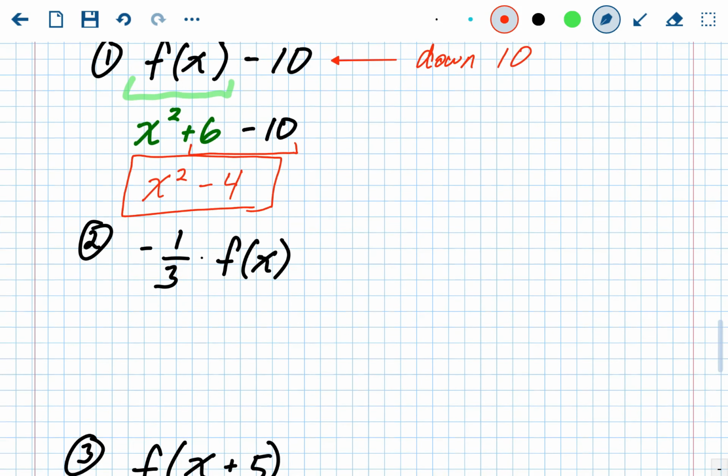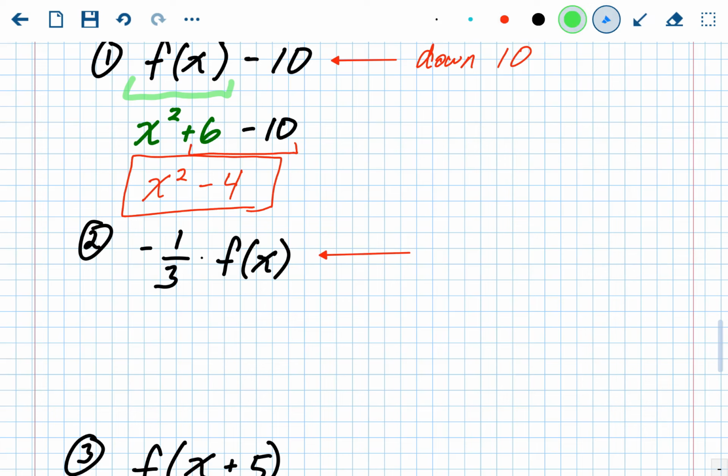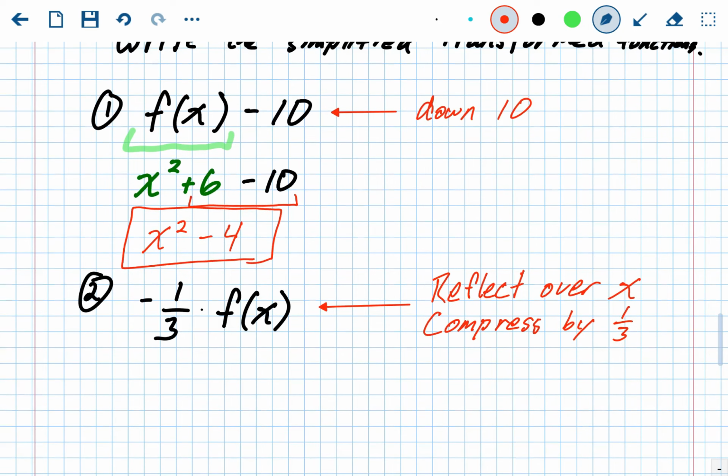Same thing on the second one. Okay. We know multiplying by -1/3 on the outside is going to do two things. The negative sign is going to reflect it over the x-axis. And the 1/3 part, since it's a fraction, is going to be compressed by 1/3. But what does that mean in terms of our f of x?